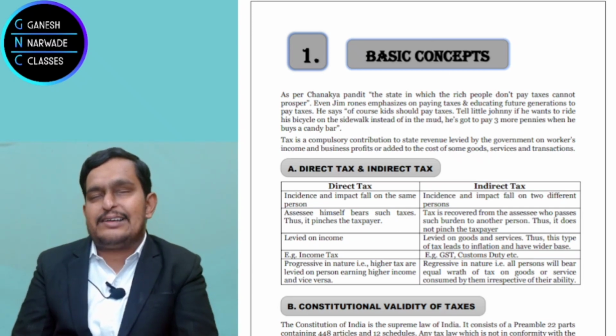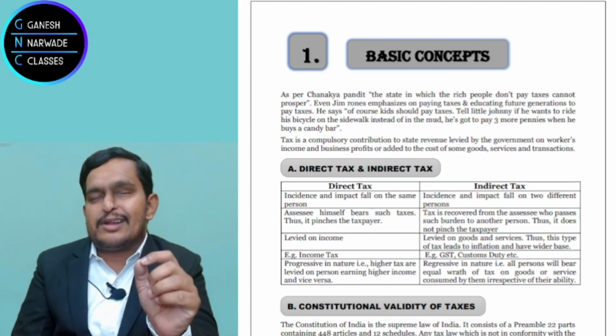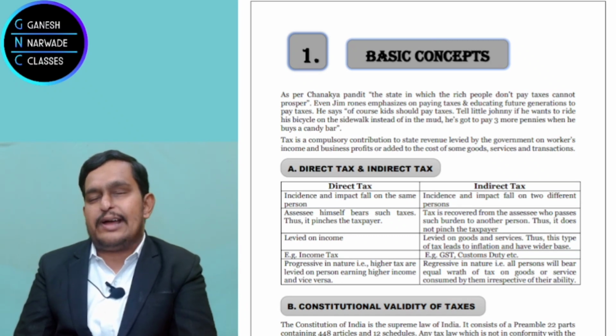Whereas indirect tax, you think, is easy to collect. Why? Because government collects it from businessmen, and businessmen can be identified, and that's why indirect tax is easy to collect. Now we understood that there are two taxes and we are able to write the answer. This question, difference between direct and indirect, can be asked for 4 marks.